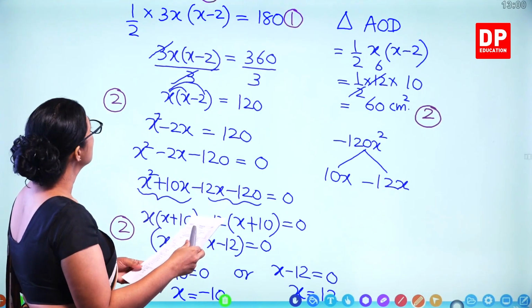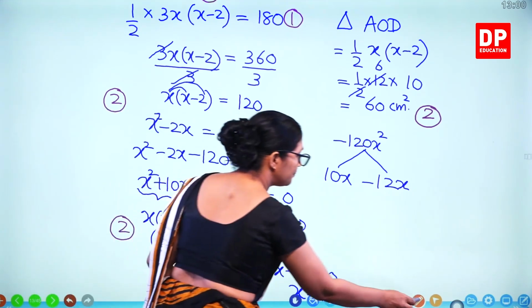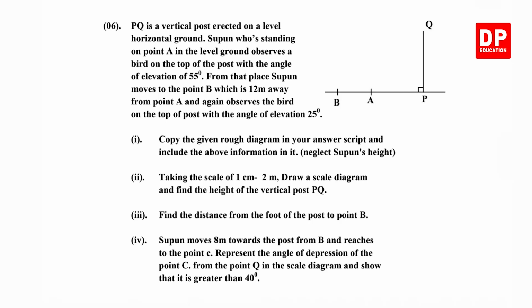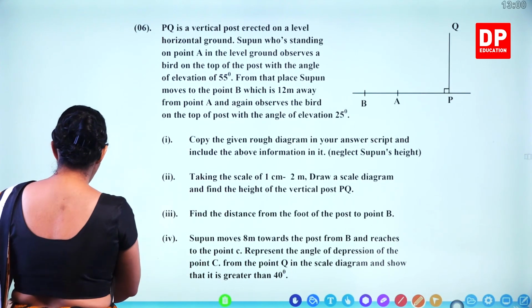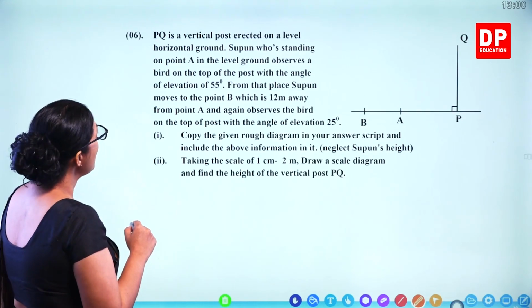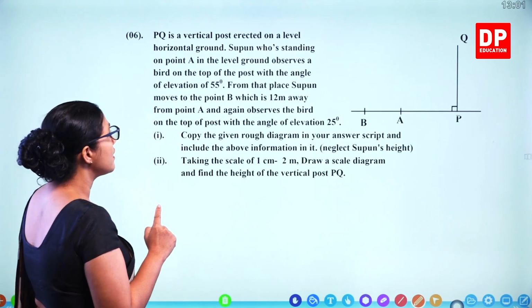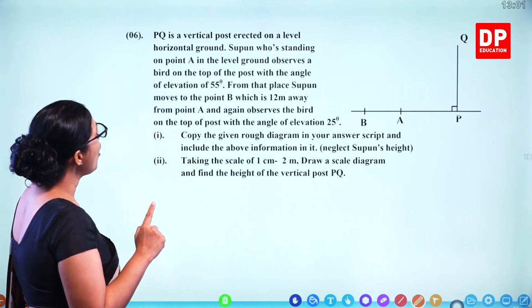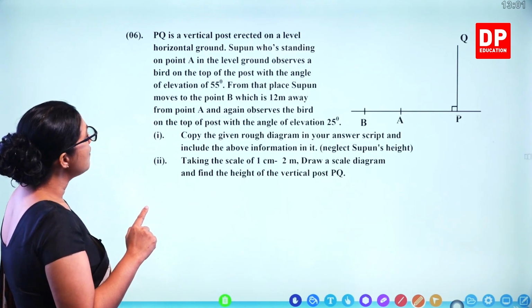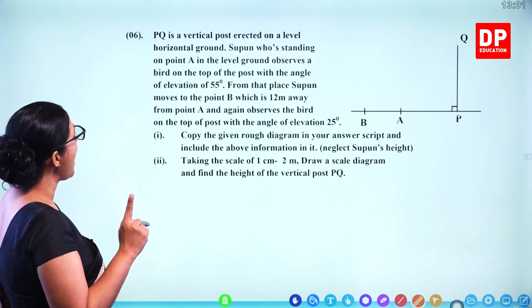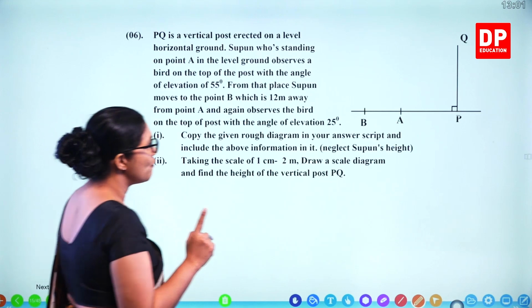So let's take the 6th question. The 6th question is about scale diagrams. So we'll do that one now. PQ is a vertical post erected on a level horizontal ground. Supun, standing on point A in the level ground, observes a bird on the top of the post with the angle of elevation 55.